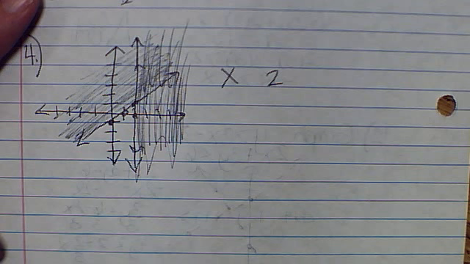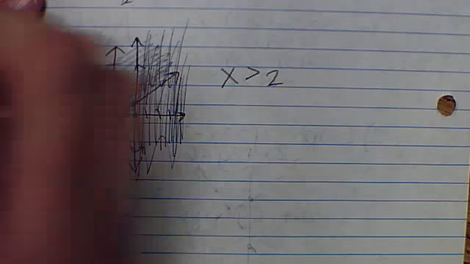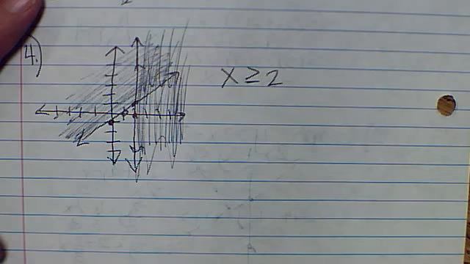Then we look at our shading. Is the shading toward the greater than side or the less than side? In this case, it's shaded toward the greater than side. And it's a solid line, so it's x ≥ 2.